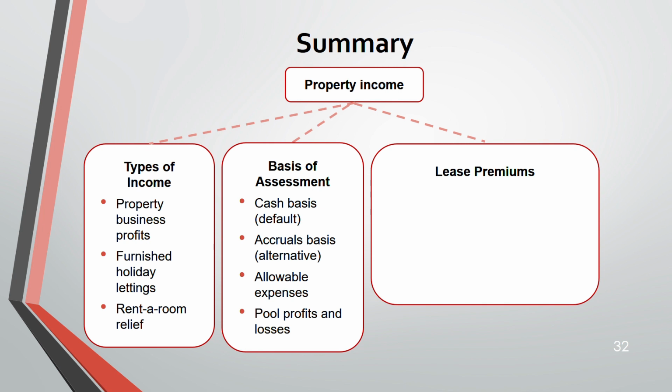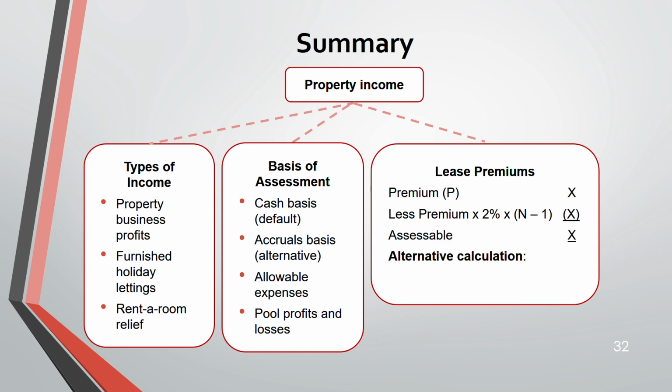Then we went through a lease premium, where from premium you deduct premium into 2%, 2% is fixed, and premium will be given to you into n minus 1, number of lease term minus 1, which will always be less than 50. Alternate method is premium into 51 minus number of lease term divided by 50. You will get the same answer. Okay, just use any one of it.